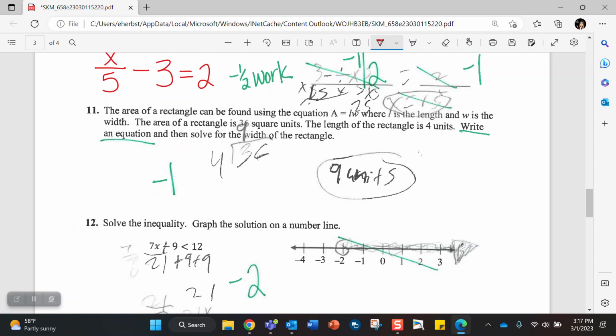Okay, 11, he did get a point for getting it right, but we wanted them to write an equation.